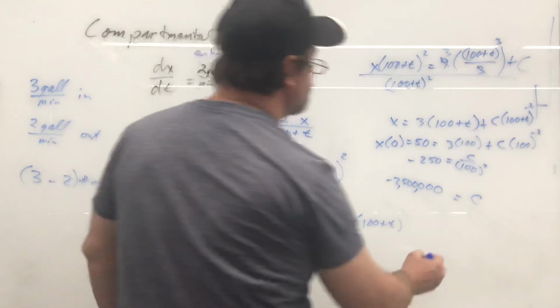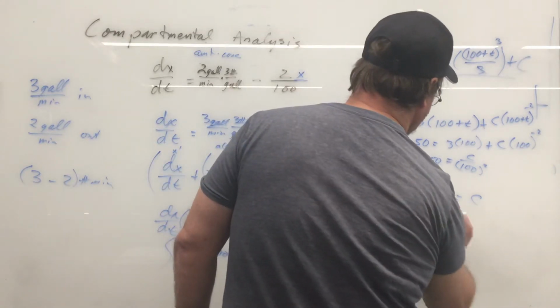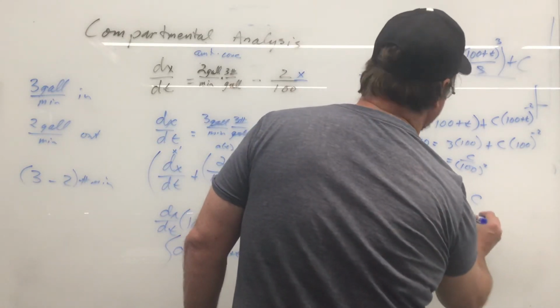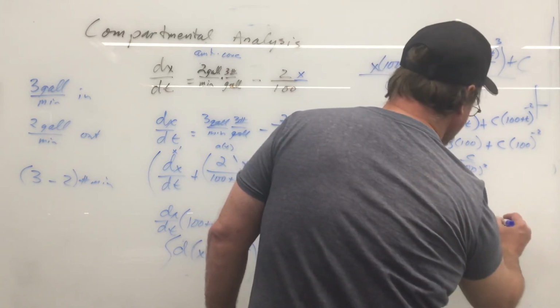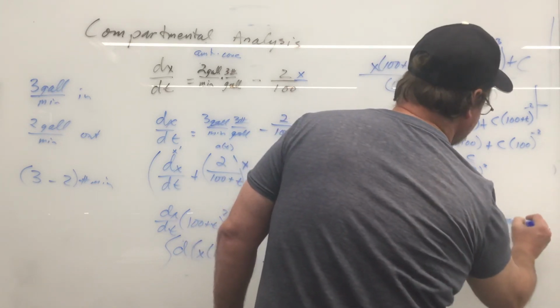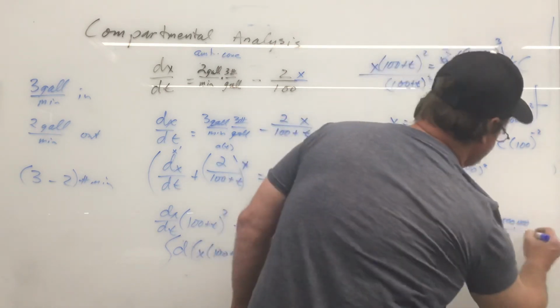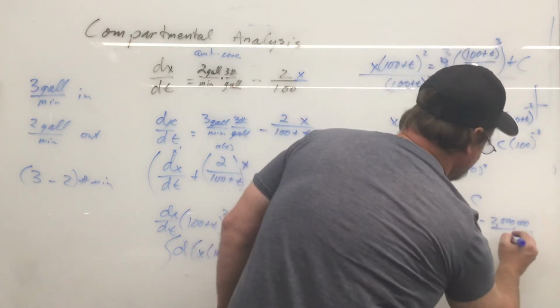So our total equation becomes x equals 3 times 100 plus t minus 2.5 million. And I'm going to write this instead of as a negative exponent right down the bottom.